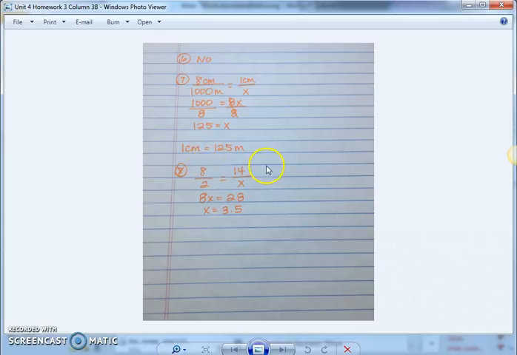So 8 is to 14 as 8 is to 2 as 14 is to x. Again, I cross multiplied and divided, so x would be 3.5. So the missing side is 3.5.